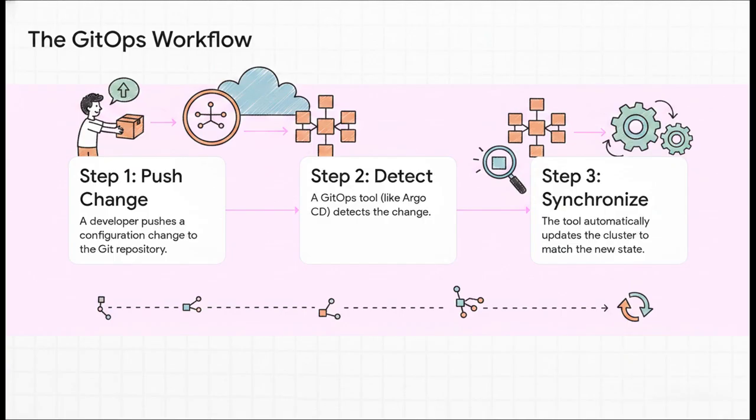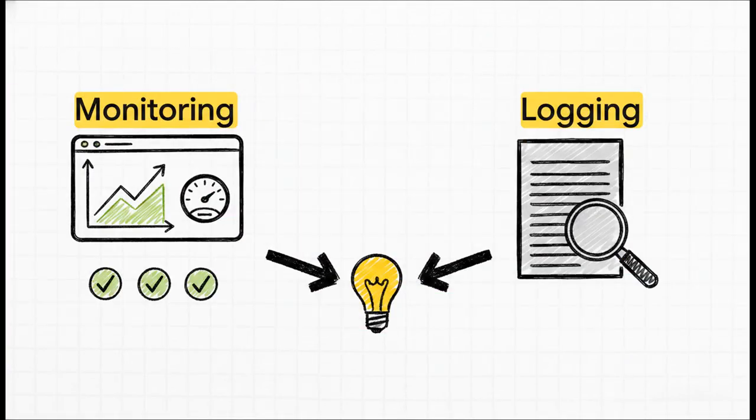It's amazing. But you can't just automate things and walk away. Automation without insight is just flying blind. And that's where observability comes in. It's really two sides of the same coin. You have monitoring, which is like the smoke detector. It tells you that something is wrong, like, hey, your error rate just spiked. And then you have logging, which is the detective work. It tells you why it's wrong by giving you the specific error messages. You need both to have the confidence to let your automated system run.